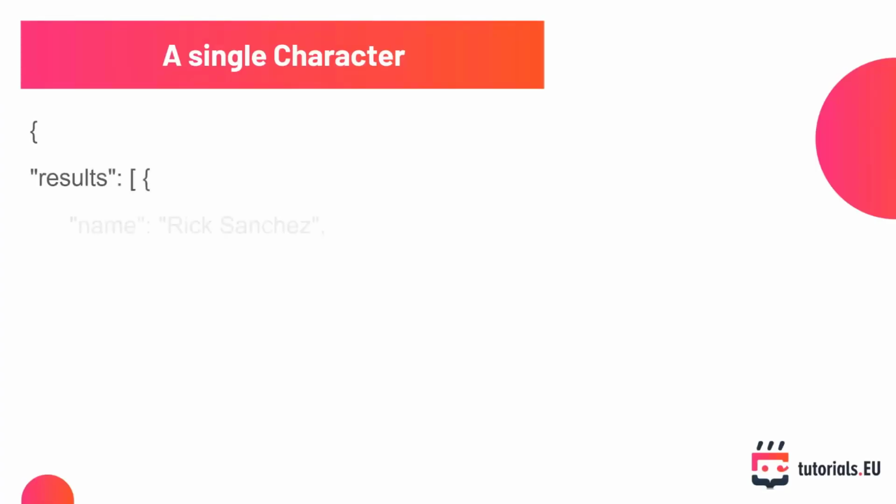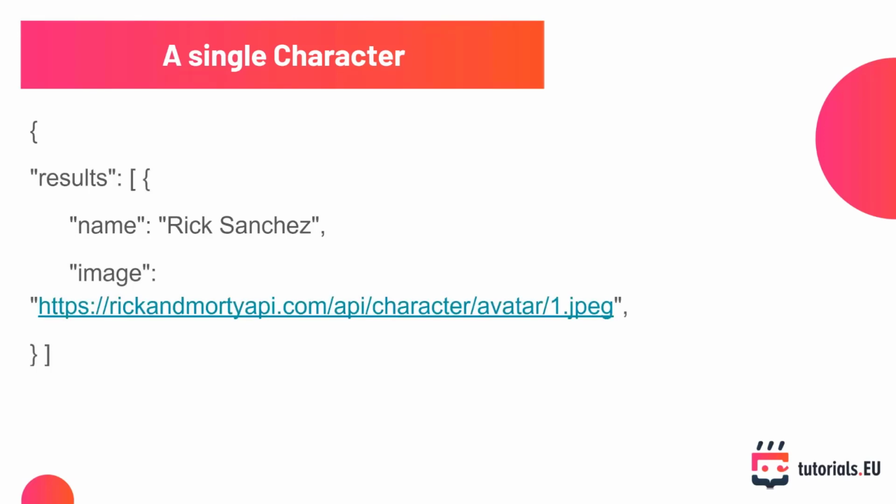All right, so here would be a shorter version of the data that we are going to need. So we will create a character response class to represent the first curly brace with a list of results. The square bracket represents an array or a list, and then we're going to create a character class to represent the curly bracket inside of the array, which means in this case it's the name with Rick Sanchez and then the image with the, well, URL to the image of Rick Sanchez. All right, so let's go over to Android Studio and actually build the application.